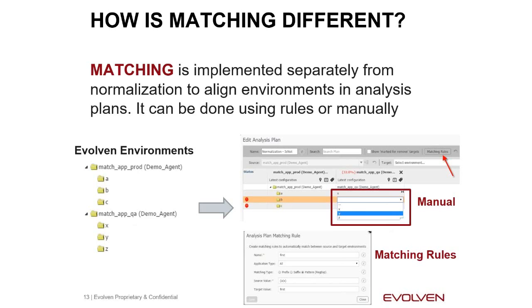To handle that situation, I should say you can either handle it with matching rules, or you could manually associate A with X and B with Y and C with Z. So that's an example of matching. I'll cover it as a sample, but realize that this concept is not the same as normalization. Normalization is going to be aligning the specifics, and in terms of environment alignment, that is handled via the matching rules or by manually associating environments with other environments.